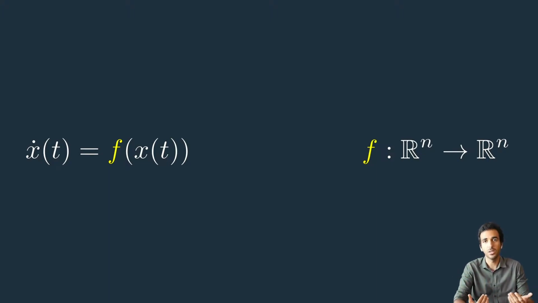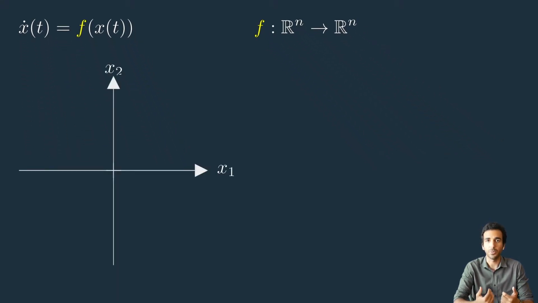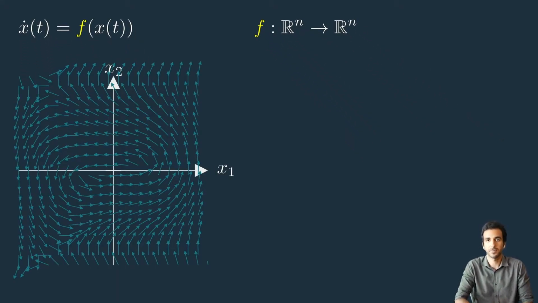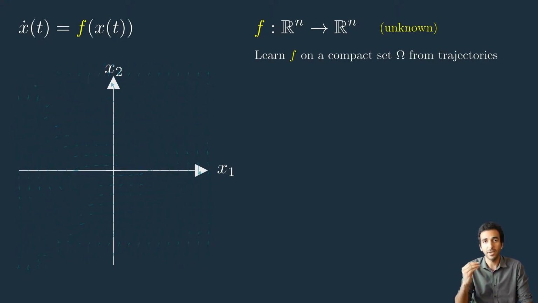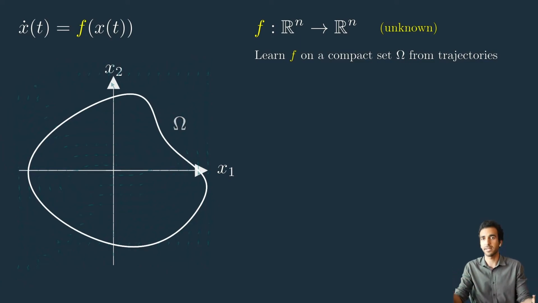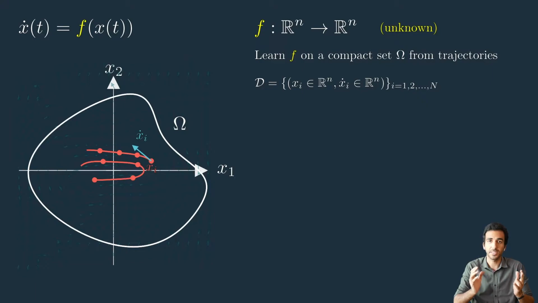In dimension 2, or when n equals 2, I can represent this vector field as a stream plot. The setting I'm interested in is one where f is unknown to me, meaning that I don't see these arrows in the background, and my goal is to learn f on some compact set omega of interest from a bunch of trajectories. More specifically, what I have access to is some measurements of the state variables and their time derivatives, and I'm going to assume that these measurements are scarce and noisy.